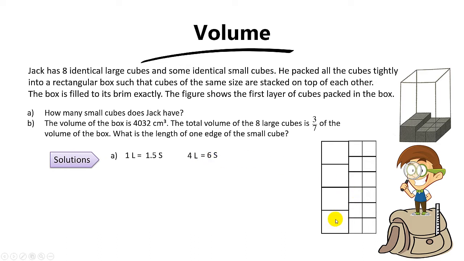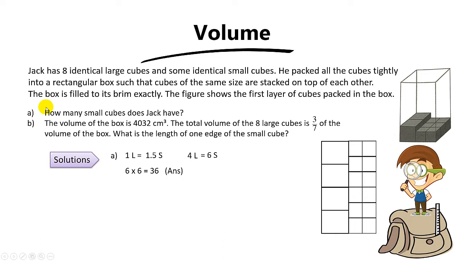Alright, so to have 8 large cubes, you will need 4 layers of large cubes. And 4 layers of large cubes will give us exactly 6 layers of small cubes. We know that 1 layer of small cubes contains 6. So 6 layers of small cubes will be 6 times 6, and the answer is 36 for part A.